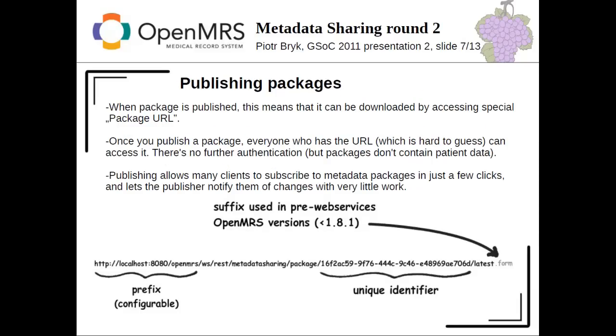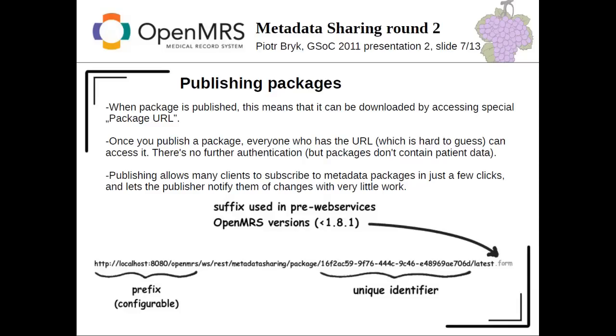How does package publishing work? When a package is published, this means that it can be downloaded by accessing a special package URL. Once a package is published, everyone who has the URL, which is very hard to guess, can access it. There is no further authentication, but packages don't contain patient data. Publishing allows many clients to subscribe to metadata packages in just a few clicks, and lets the publisher notify them of changes with very little work.